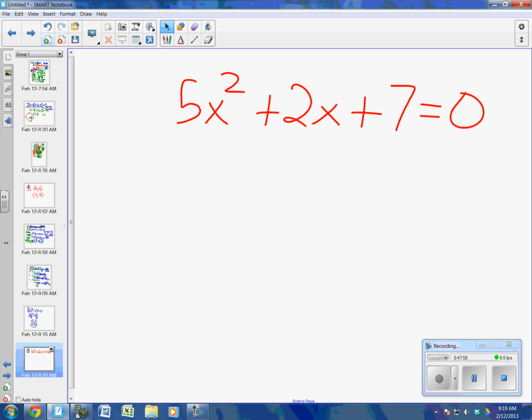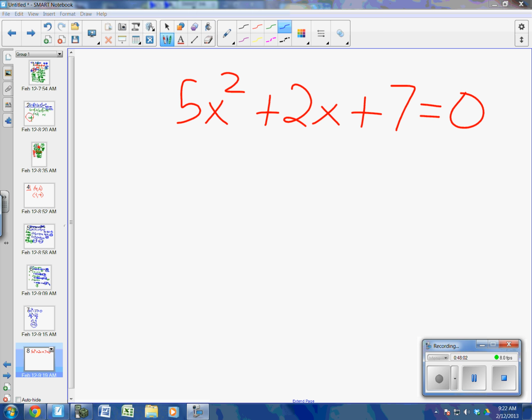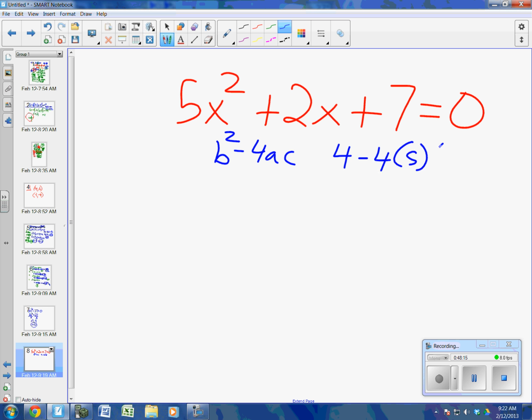Okay, solve this one. Best way you think possible. Okay, here we go. I'm going to first of all find the discriminant to see what kind of answers I have. So b squared would be 4 minus 4 times 5 times 7. Okay, now I have 4 minus 20 times 7 is 140, is that right? And 4 minus 140 is a negative 136. Is that correct?